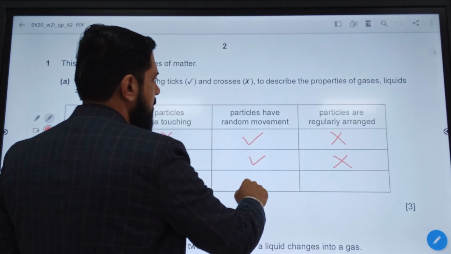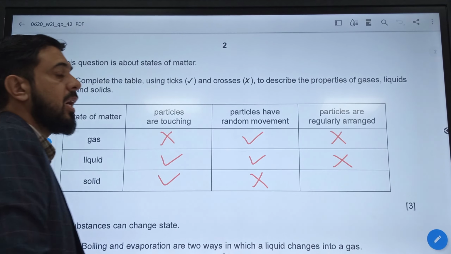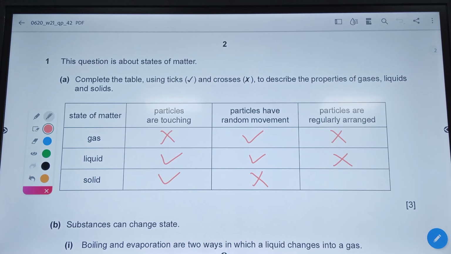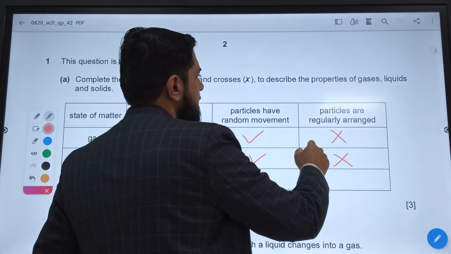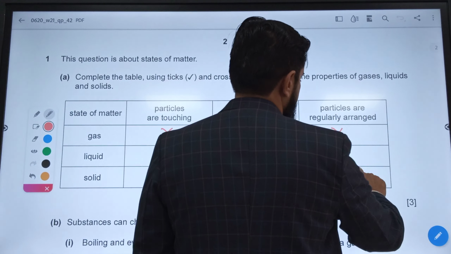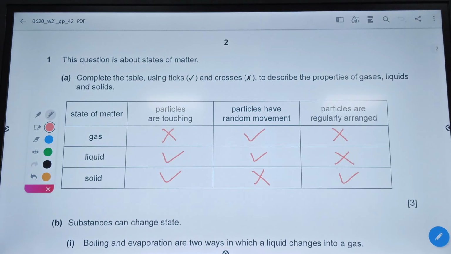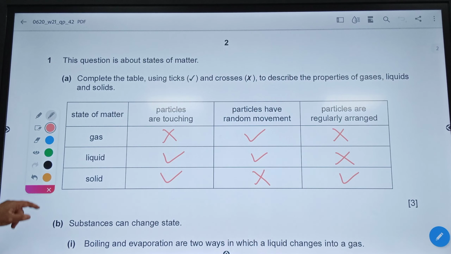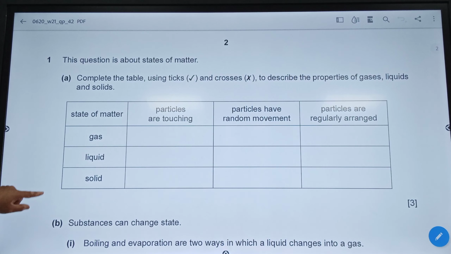Solid? Yes, the particles are touching. And the particles have random movement? No, they are fixed and they are just vibrating at their fixed position. So particles are regularly arranged? Yes. Understood? So this is the completion of the table, and now we are proceeding with the next part.